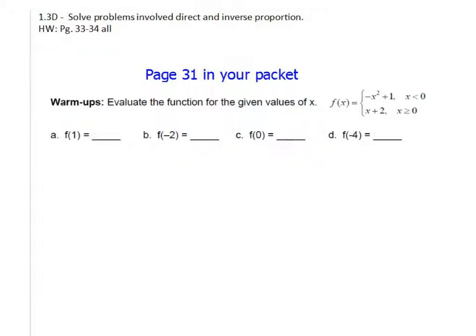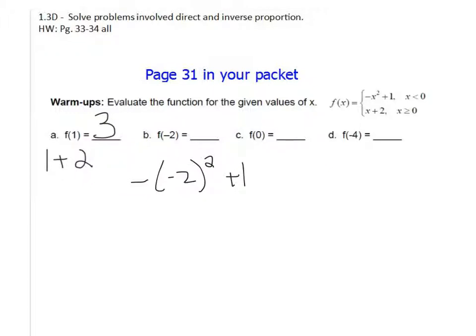Okay, so for A, I see that 1 is greater than or equal to 0. So that's 1 plus 2 gives me 3. I see that negative 2 for B is less than 0. You have to be careful with the order of operations on this one.